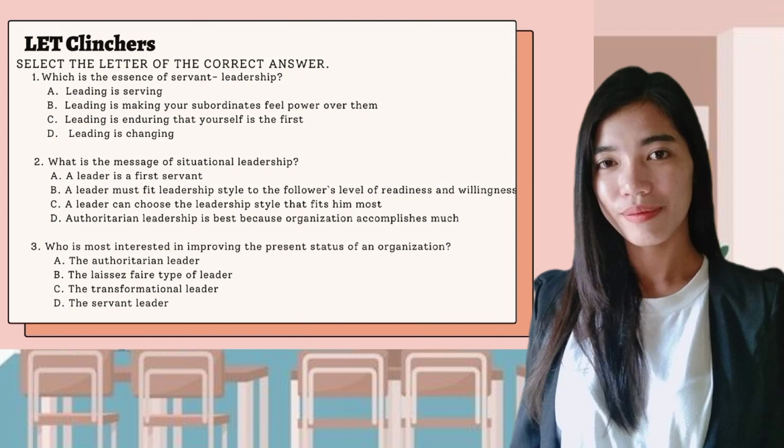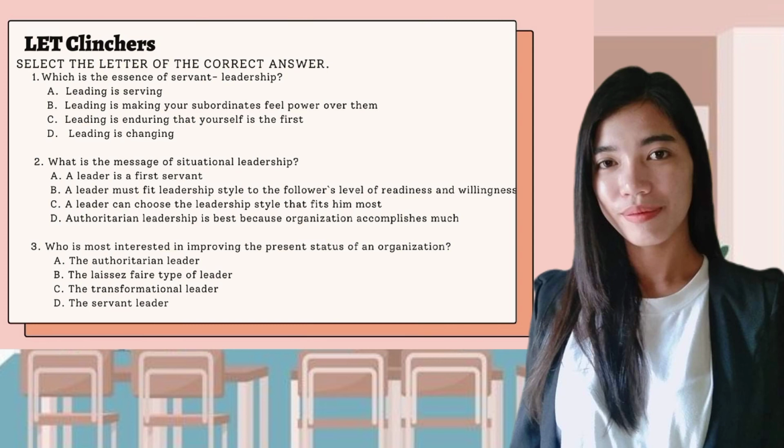Number 2. What is the message of situational leadership? A. A leader is a first servant. B. A leader must fit leadership style to the followers' level of readiness and willingness. Letter C. A leader can choose the leadership style that fits him most. And letter D. Authoritarian leadership is best because organization accomplishes much.